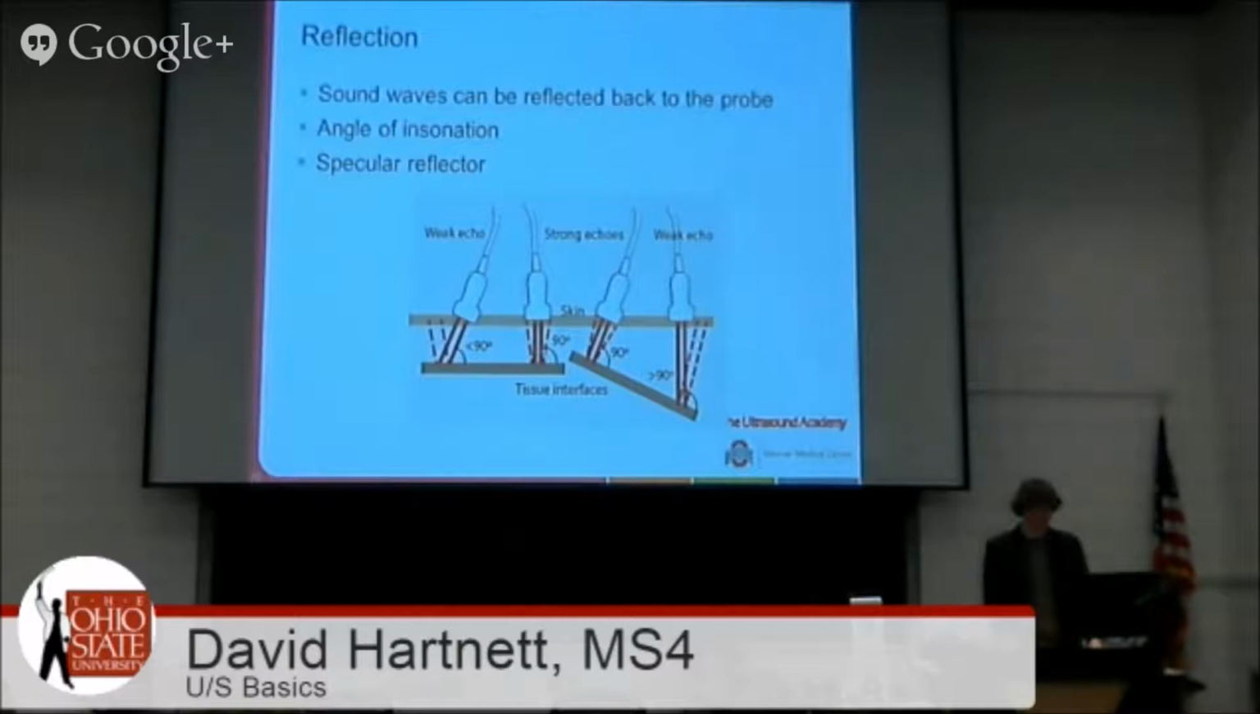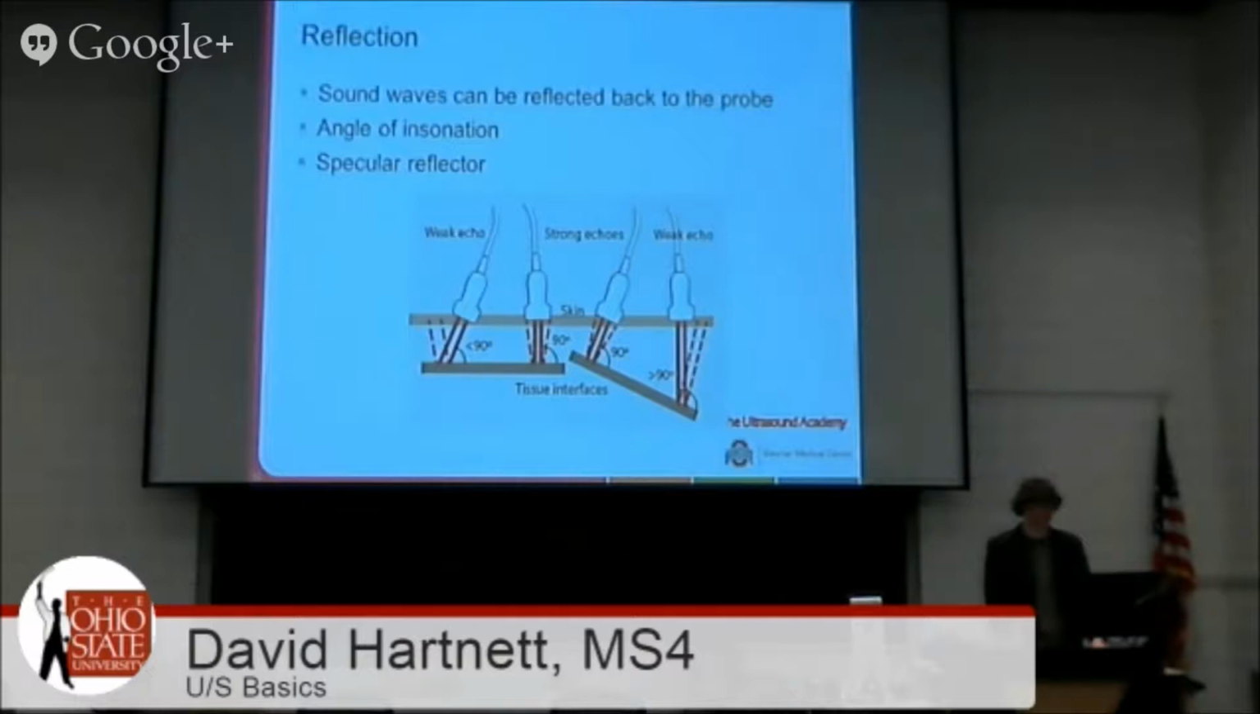And if you remember, angle in, angle out, a basic trigonometry or geometry principle: if you're at 90 degrees to the tissue interface, all of that energy is going to be reflected back. We call that a specular reflector. So it's going to make the image really bright and you're really going to see everything. If you're at a different angle, then some of that is going to be reflected in a different direction, and you're not going to see as bright of an image because you're going to have a weaker signal coming back to the probe.